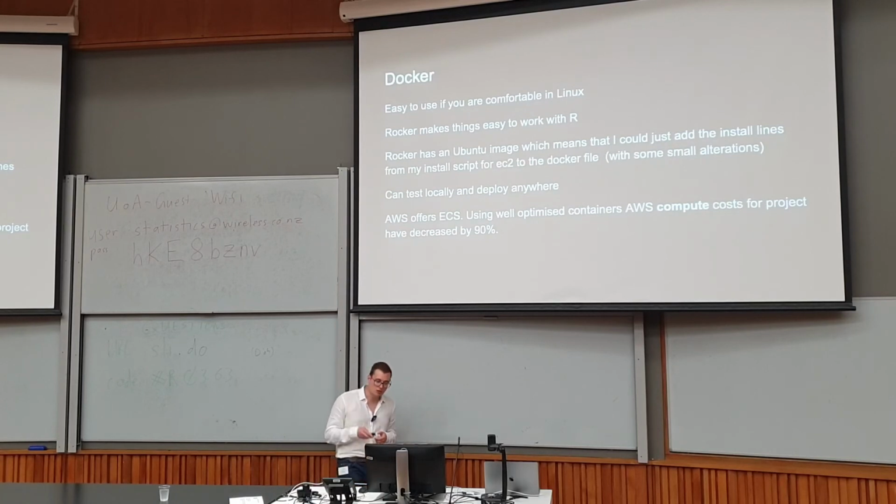Rocker also has the Ubuntu image, which means I could just take the scripts, the instructions I'd used to set up my EC2 instance, and put that in the Docker file. So I basically just copied and pasted some code, pressed build, and it ran locally. And then once you've got it running locally, you can deploy that fairly easily to AWS using ECS and Fargate. You can set up scheduled tasks for that, so every 20 minutes it runs a thing. And I did some analysis the other day, and once I did a bit of optimization to bring down the compute time and the memory usage and get it all running well, my compute costs have decreased by 90%, so an order of magnitude, which means that this thing runs for cents.